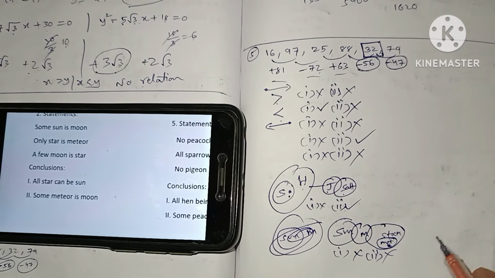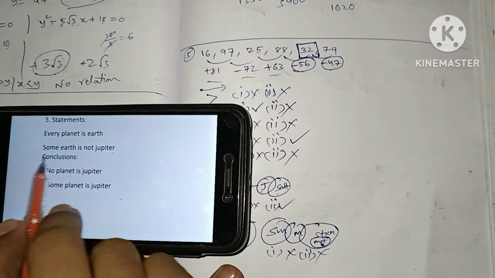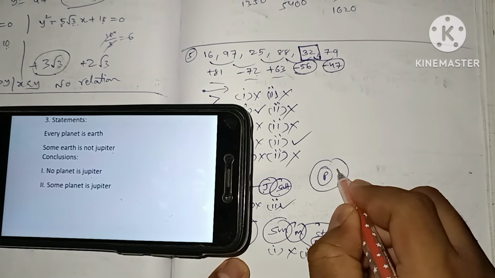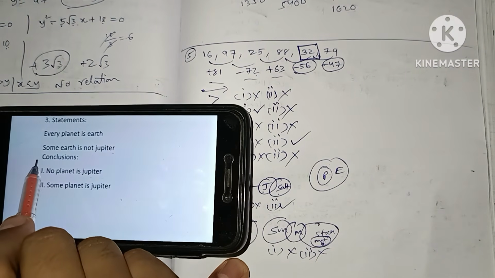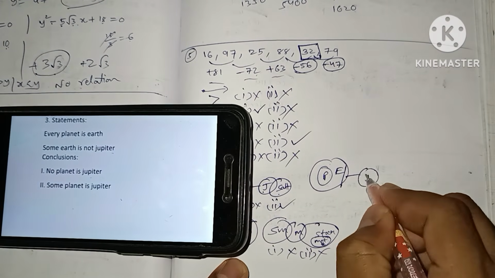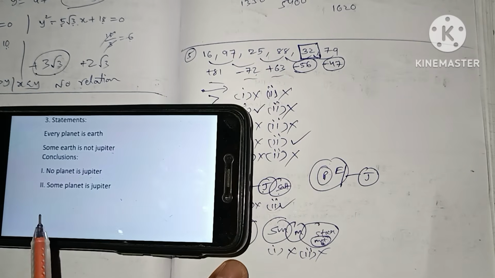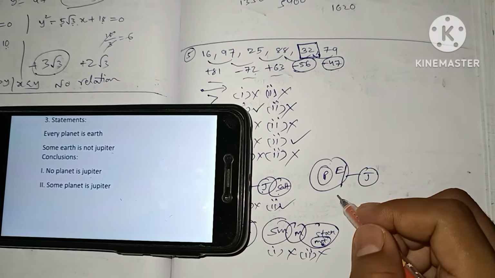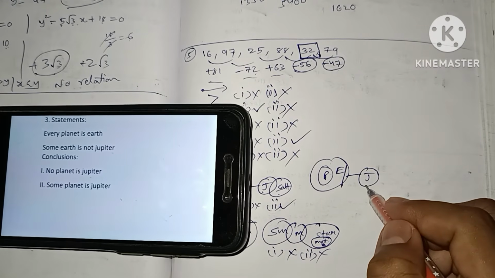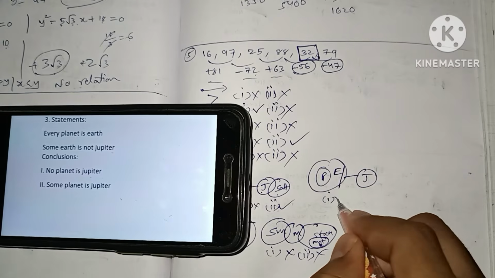Now we are going to see question number 3. Every planet is Earth, means all planet is Earth. Some Earth is not Jupiter. Some part of Earth is not Jupiter. Let's see conclusions. No planet is Jupiter, means we check some planet can be Jupiter, some planet can share with Jupiter. Yes, it is possible. Some case possible means no case will fail. So first conclusion is false.